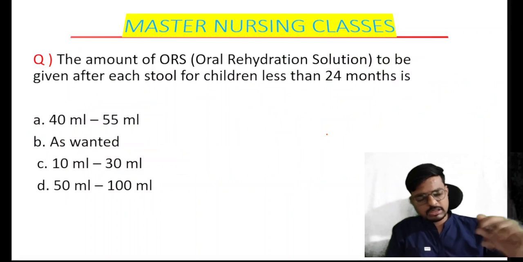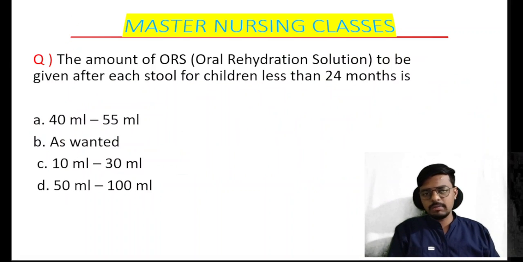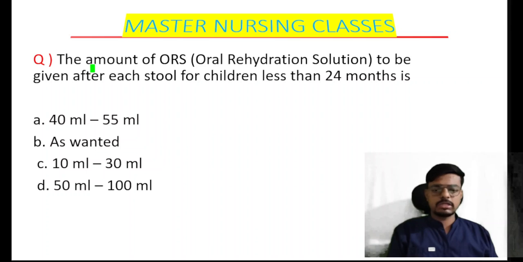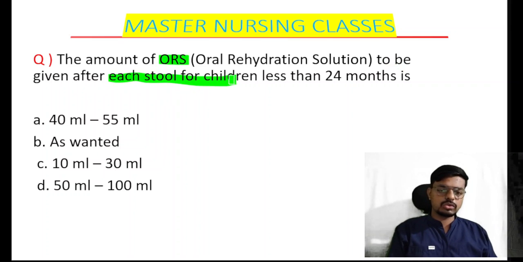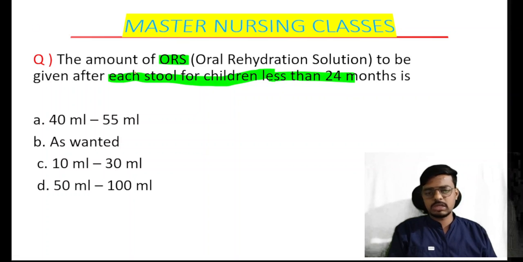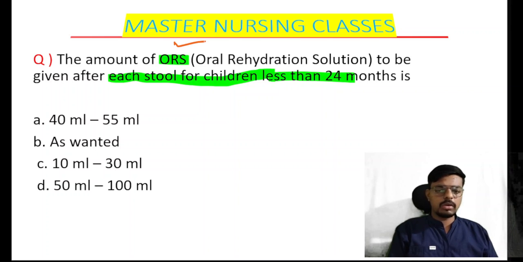Here is the next question in front of you all. Take a deep breath, close your eyes, then read the question. Open your eyes and read the question, then give the perfect answer. The question is very simple. The amount of ORS, the oral rehydration solution, to be given for each loose stool in children less than 24 months. What is the question asking, students? There is a child with diarrhea. For that child, how much ORS will we give after each loose stool?